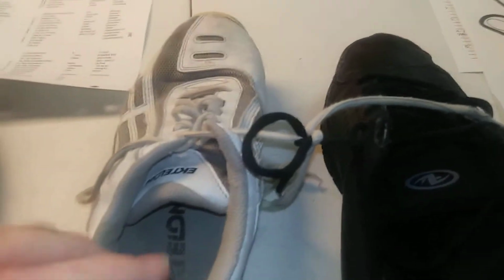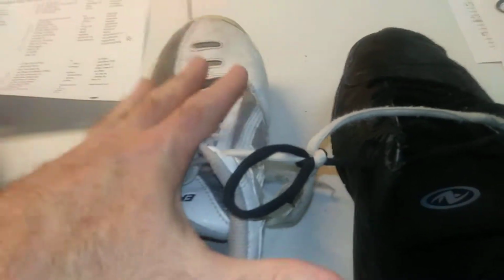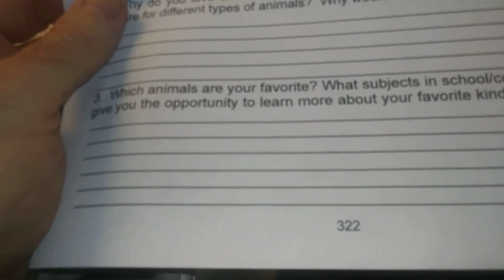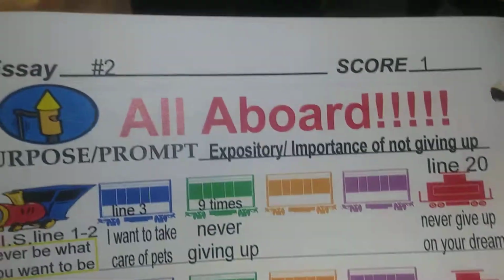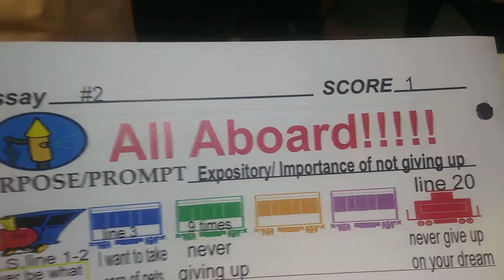So this time I connected two different colored shoes, because let's say that paragraph 2 would have a white box around it. Paragraph 3 would have a black box. So let me just give you an example using two essays that are in the binder. If you look at page 322 in the binder, you see that there's a student that was supposed to write about the importance of not giving up that only got a 1.